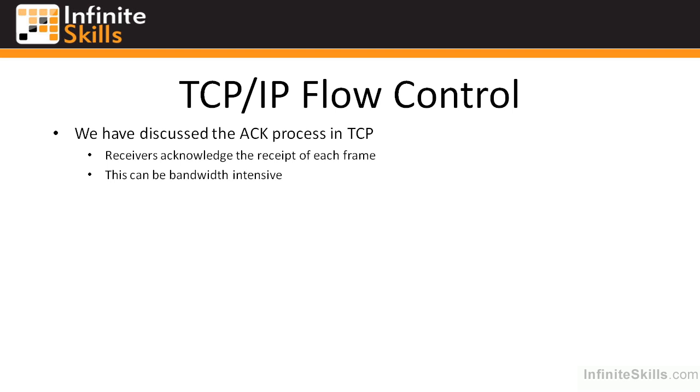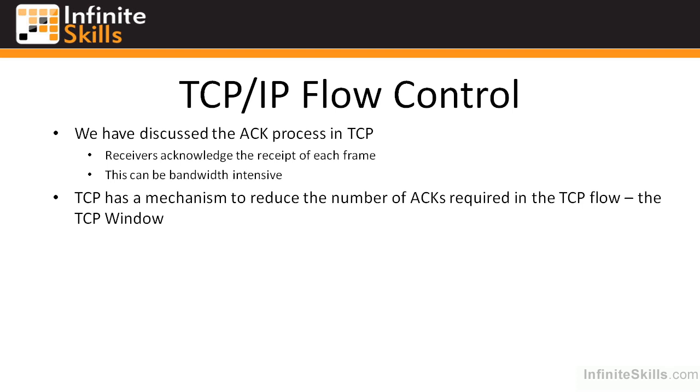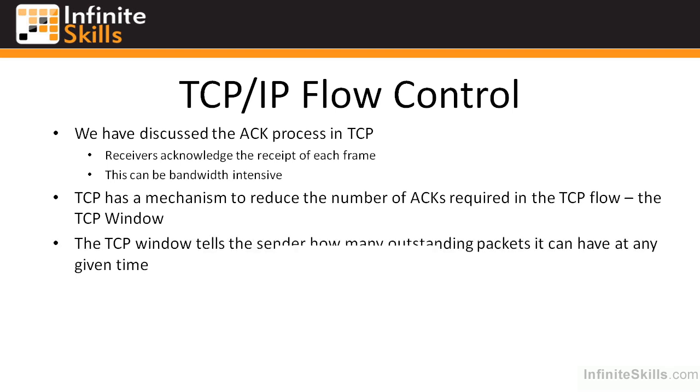Well, TCP has a method to control this, and it basically reduces the number of acknowledgement packets required in the TCP flow, and this is called the TCP window. And simply put, the TCP window tells the sending machine, the sending workstation, how many outstanding packets can be on the wire at any given time. And you'll see how that works in the next slide, and we'll actually pull up our Wireshark capture that I've included with the work files, and we'll see this in action.